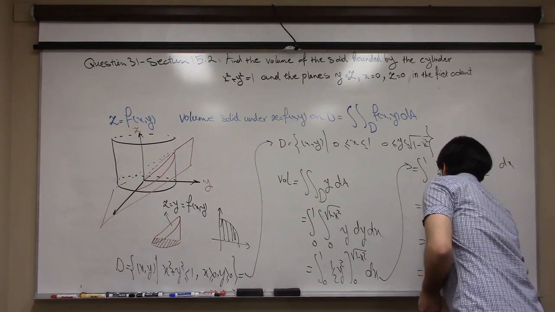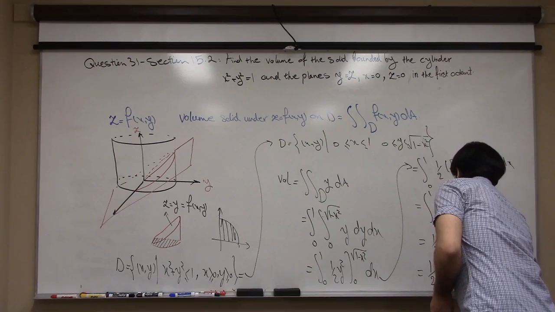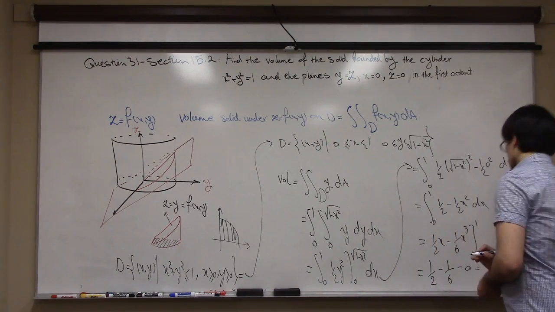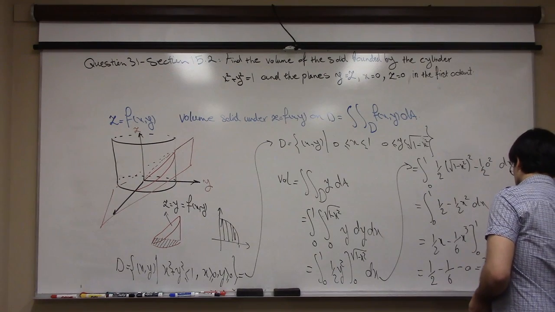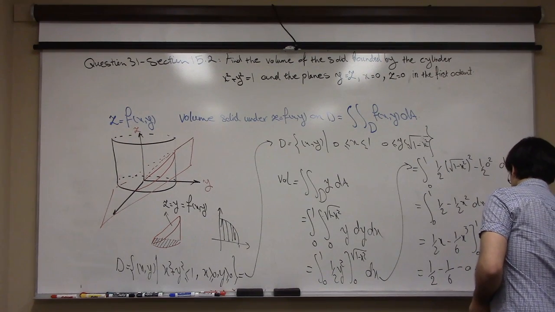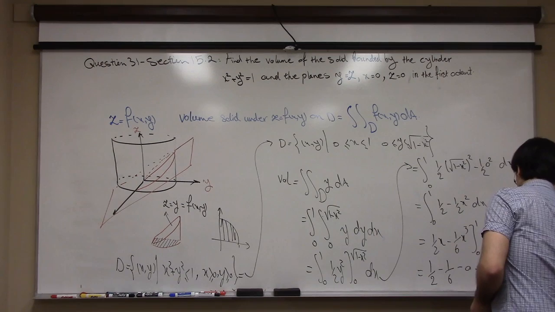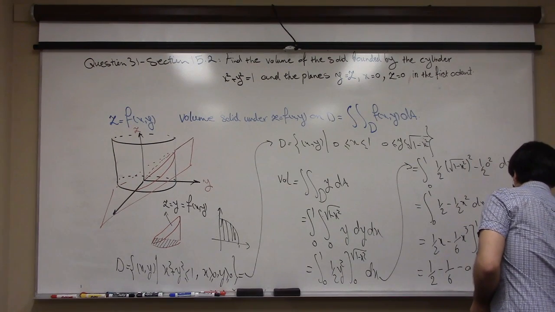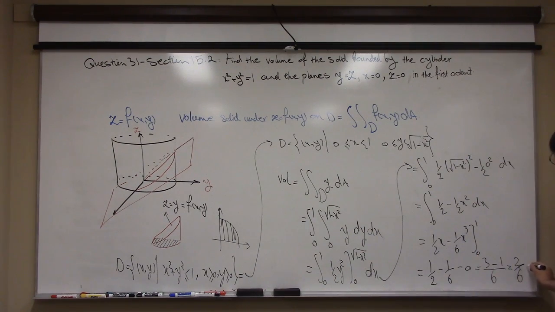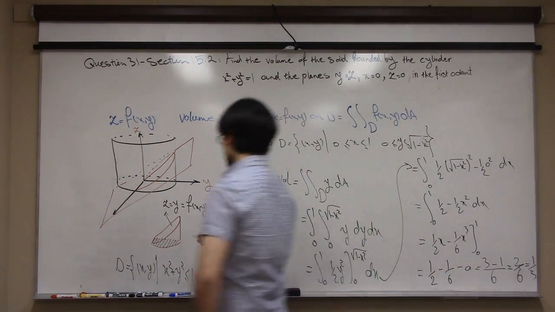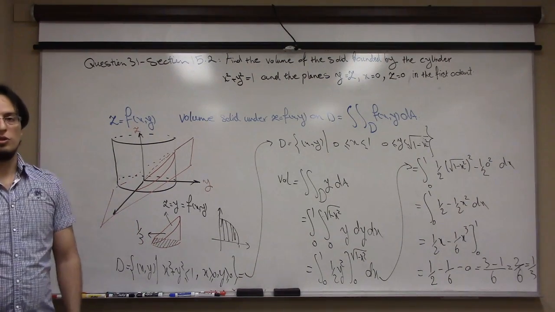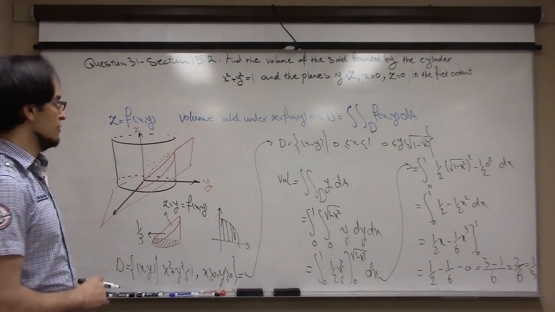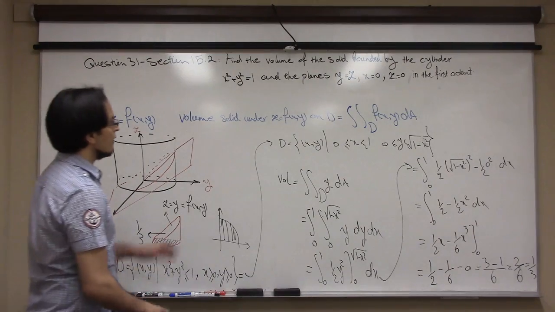By the fundamental theorem of calculus, half minus 1/6, minus 0. And this gives me 3 over 6 minus 1 over 6, which is 2 over 6, and it is equal to 1 over 3. So the volume of this solid here is 1/3 of a cubic unit.